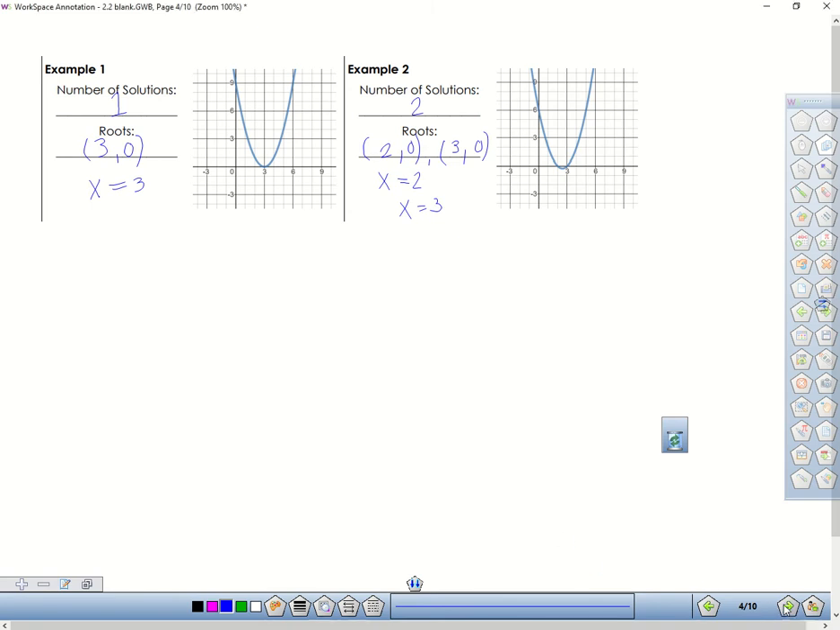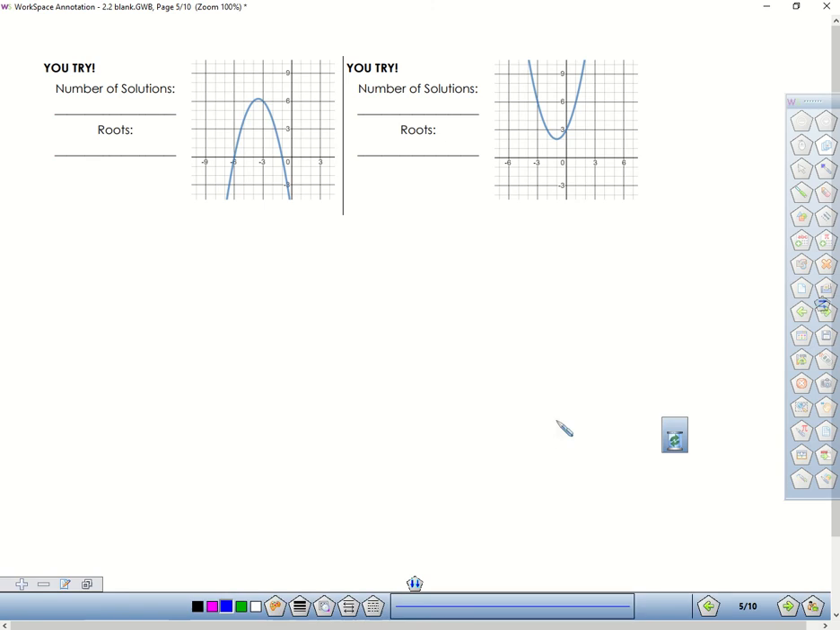Alright, so moving on to the next page. Once again, you guys try these ones. We'll just quickly go through this. Two solutions for this one, and the roots are (-6, 0) and (-1, 0). Can also be written as x equals -6 and x equals -1. This one has no real solutions.